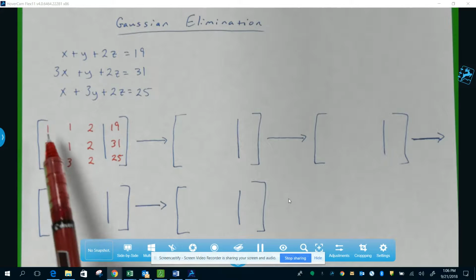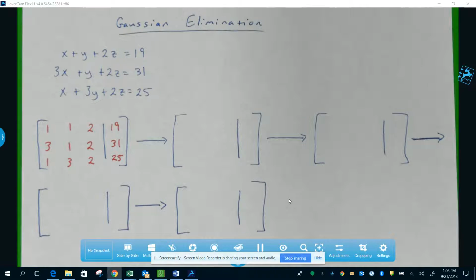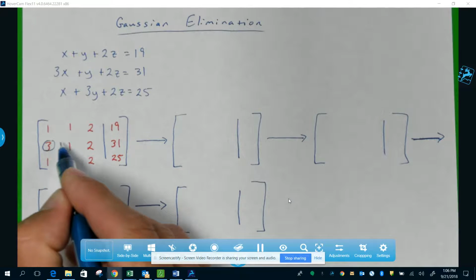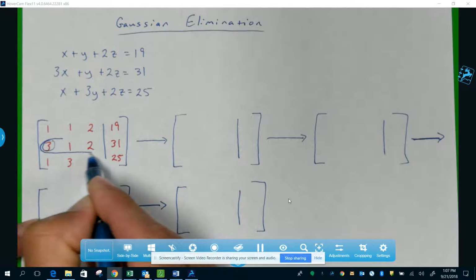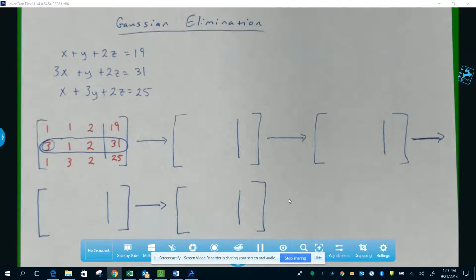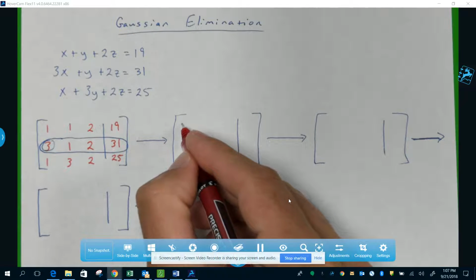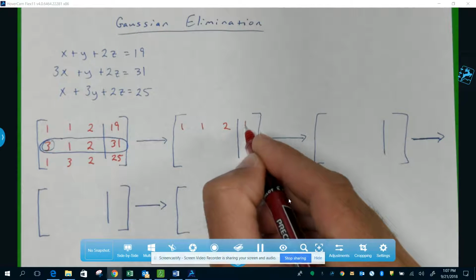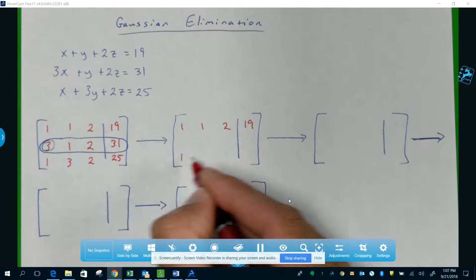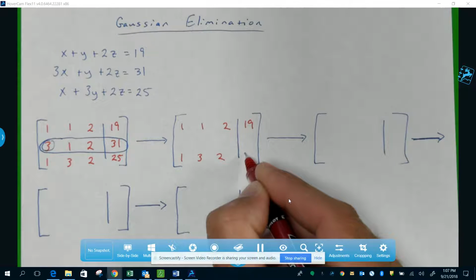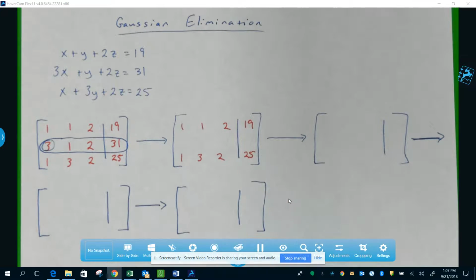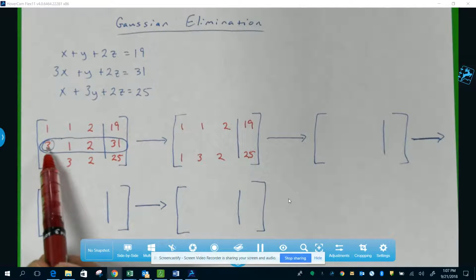Okay, the very first thing I need to make sure of is that I have a 1 in the top left, and I do. The next thing I need is a 0 right here. So that 3 is going to be my target. This whole row is going to be the one that changes. So I'm going to transfer row 1 and row 3. Transfer those guys over. I'm not using them yet. This is the guy I'm going to target.